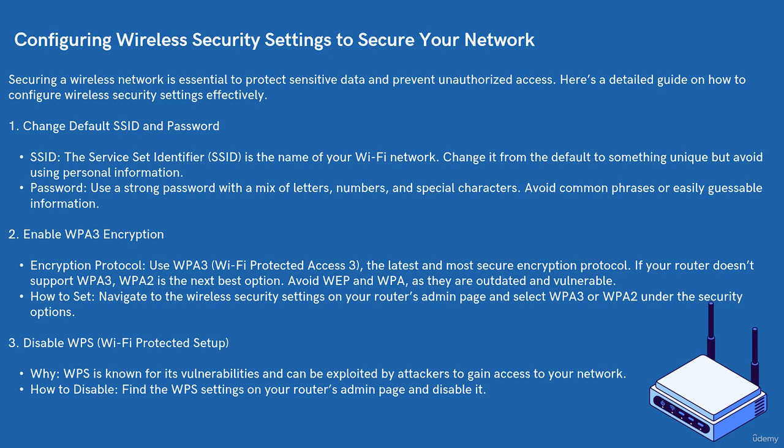The third point we have is disable WPS, Wi-Fi Protected Setup. WPS is known for its vulnerabilities and can be exploited by attackers to gain access to your network. To do this, find the WPS settings on your router's admin page and disable it.